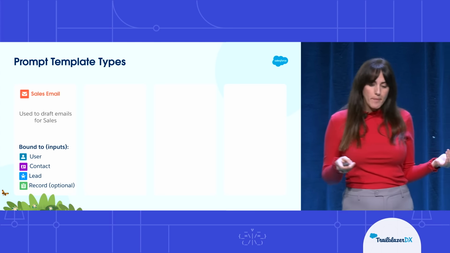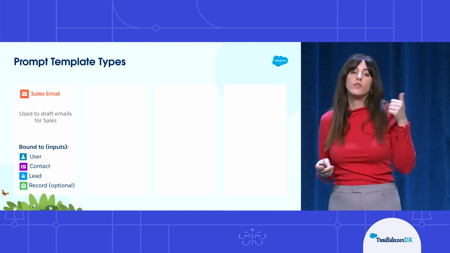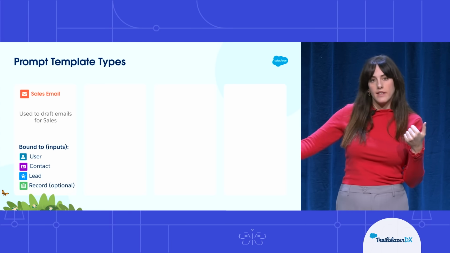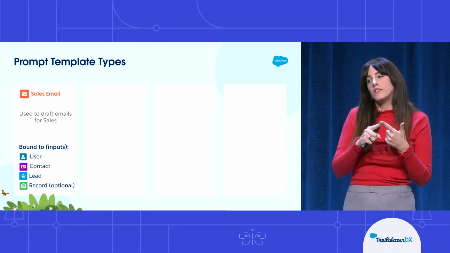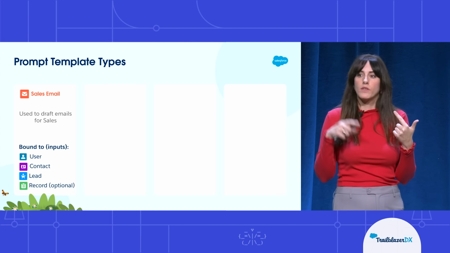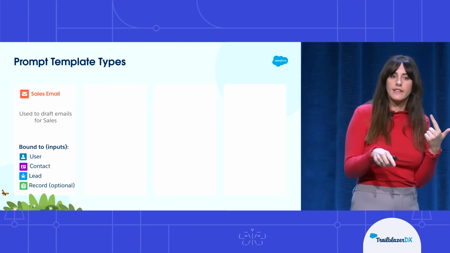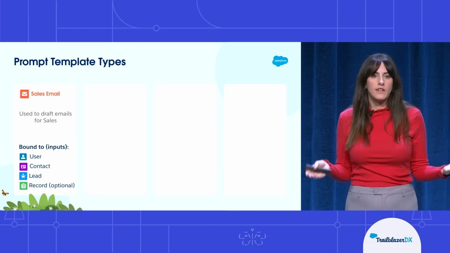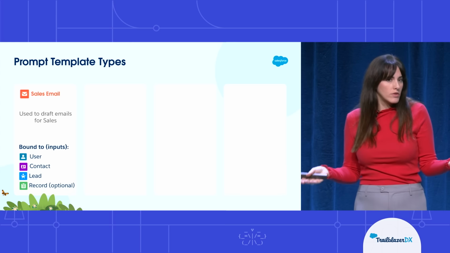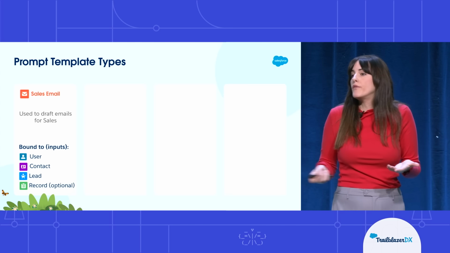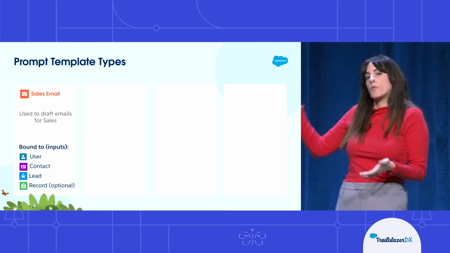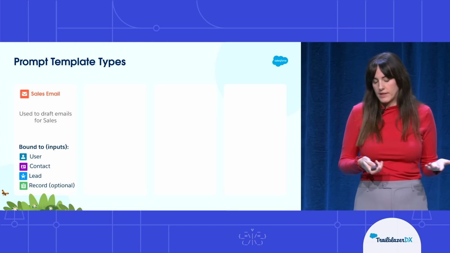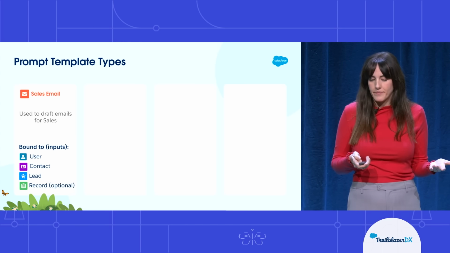These kinds of templates are bound to a user, who is the user sending the email. Then you have to choose if you want to bind them to a contact or to a lead, which is going to be the recipient of the email. And optionally, you can bind them to another record, because you may want to include information in the prompt about another record which is relevant for composing that email.